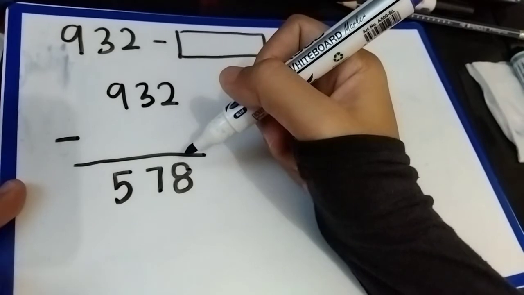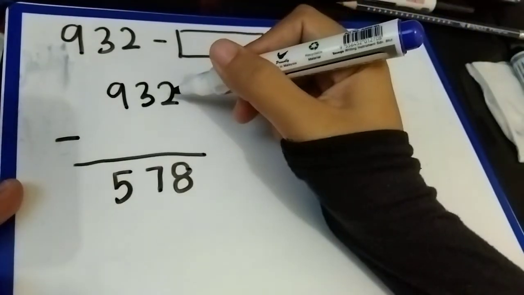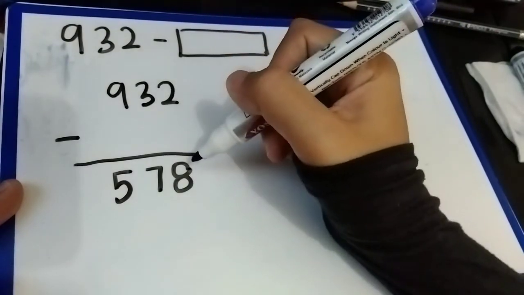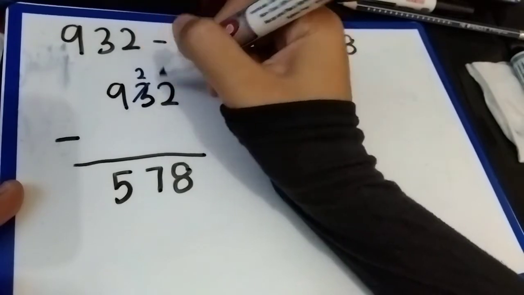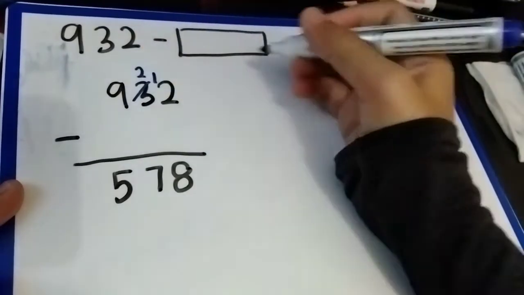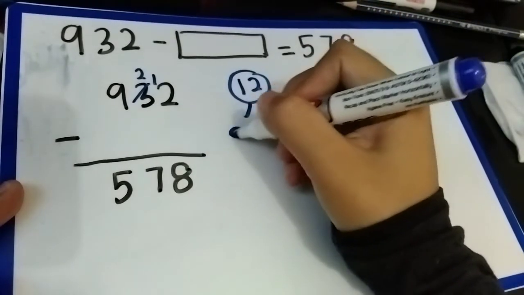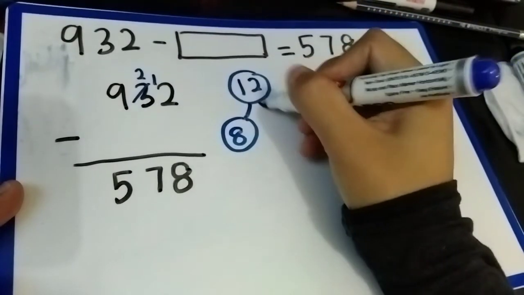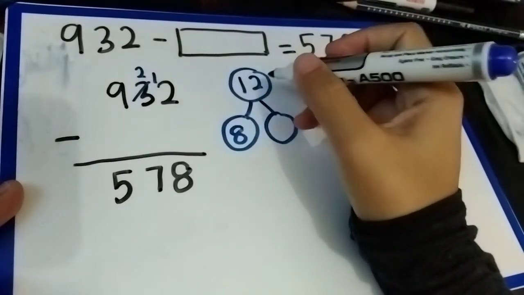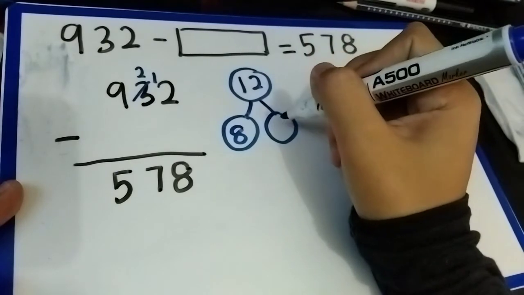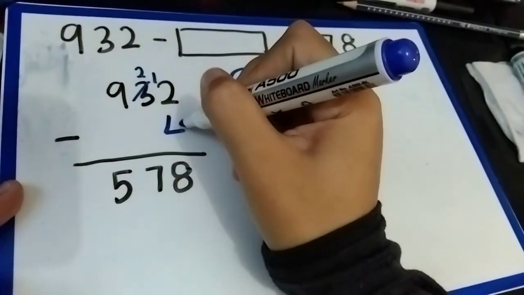Okay, if the first digit is smaller than the answer, which is 2 is smaller than 8, so you have to borrow from the next digit. 2 and then it becomes 12. Okay, so 12, the first digit is 8, and then the second we don't know. So 8 plus what number will become 12? Yeah, 8 plus 4 is equal to 12.